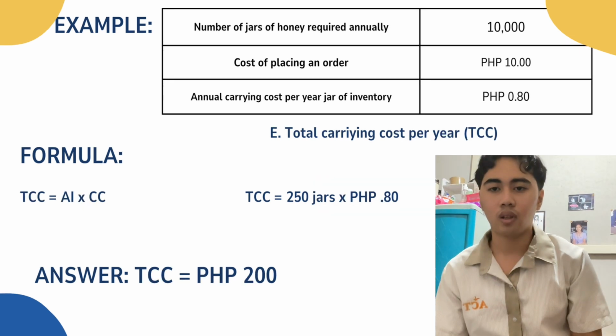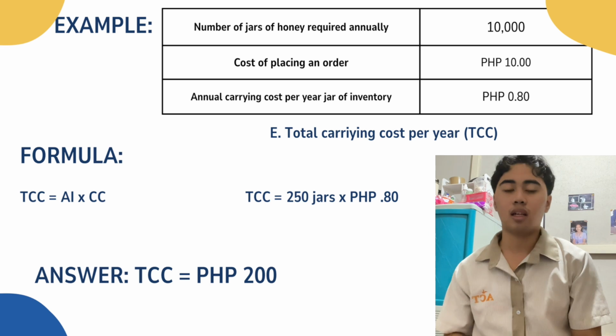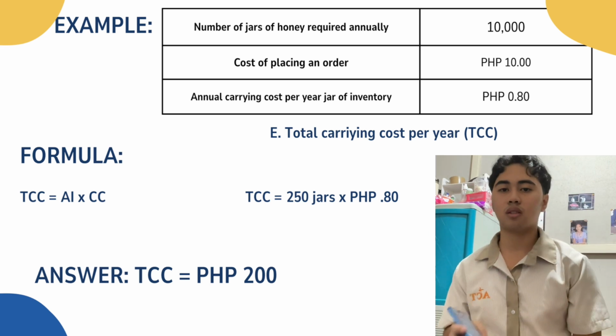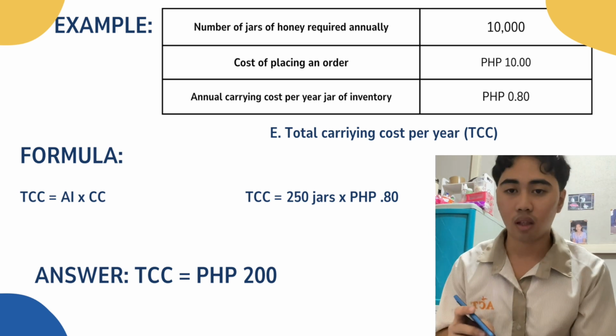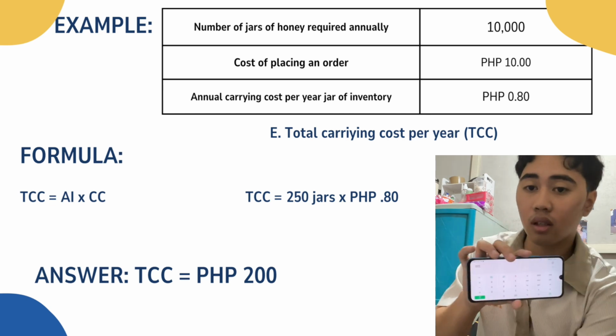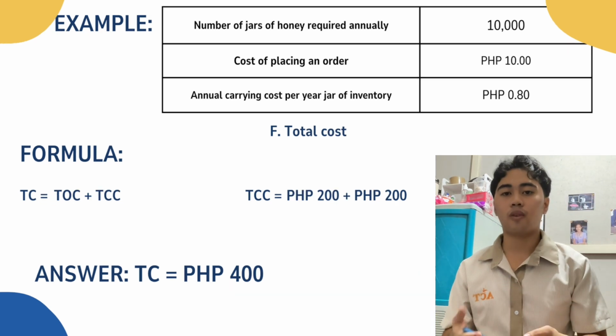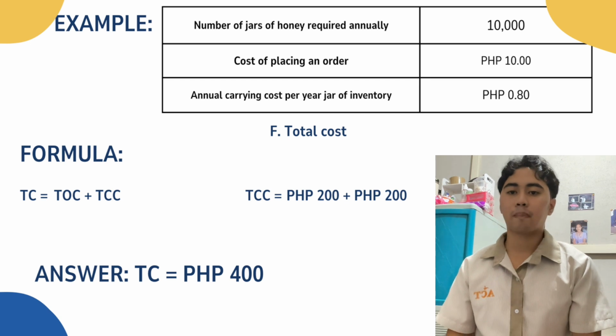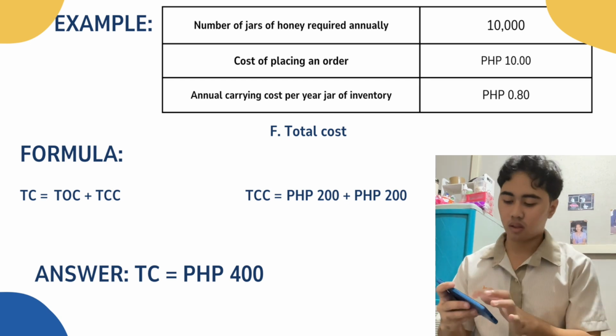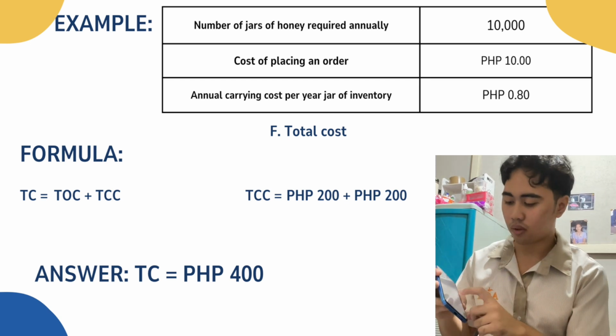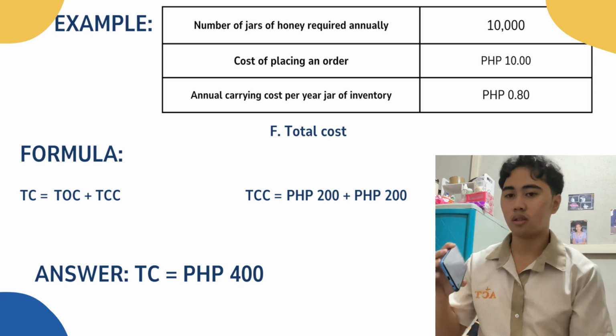And now let's move on to the total carrying cost per year, or TCC. The formula for TCC is just AI times CC, which is 250 times 0.80 pesos, and the answer for that is 200, so the answer for TCC is 200 pesos. And now let's move on to the final answer. The formula for the total cost, or TC, is just TOC plus TCC, which is 200 plus 200, so the total cost will be 400 pesos.